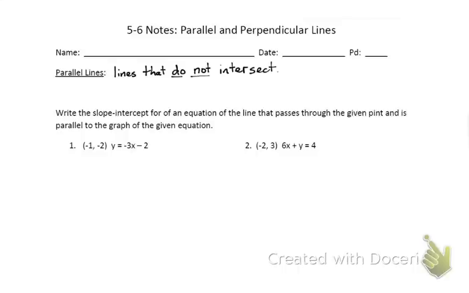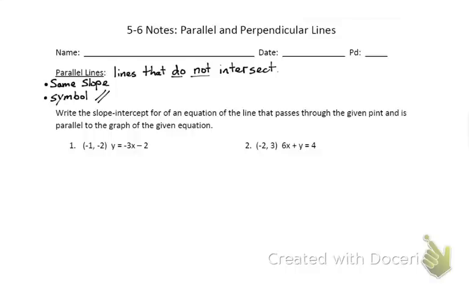And now we have a couple of things that you need to know about parallel lines, and this will be bulleted here. First of all, parallel lines have the same slope, and the symbol for parallel lines is this, which is just two parallel lines next to each other. So this symbol means parallel lines. Okay, so let's go ahead and get into some of the examples here.